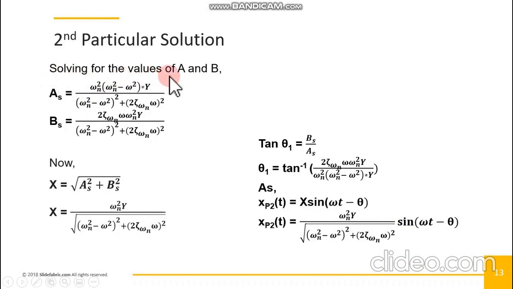Then using the Pythagoras relation as I did for the first particular solution, I found the value of x. Likewise I found the value of theta 1, and then plugged it back into the xp2 equation. So the second particular solution will be of the form as you can see here.